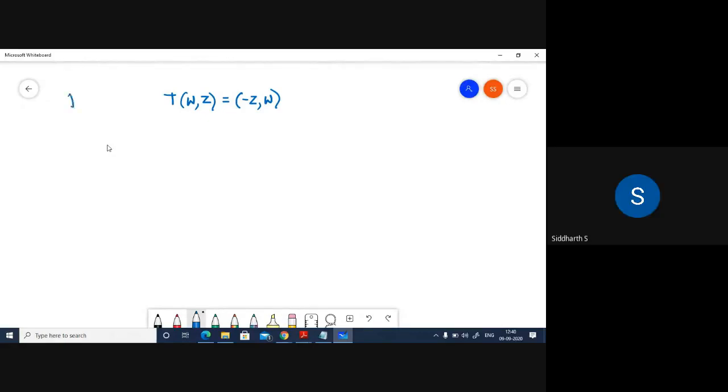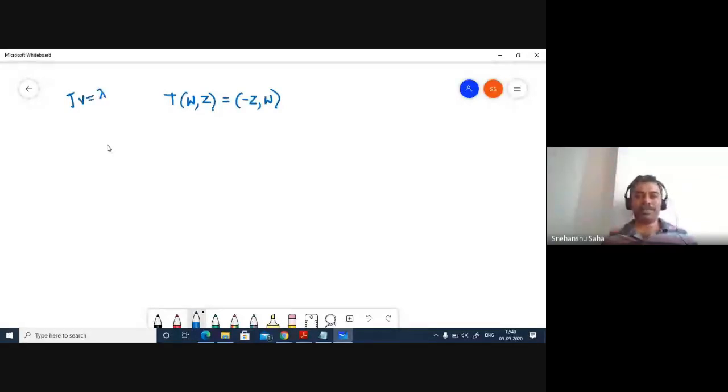So TV equal to lambda V, right? Therefore, in this particular case, can I not write it as lambda times (W, Z)? Because your V represents the column vector W comma Z. And in an eigenvector representation, your linear transformation gets replaced by the scalar lambda, right? That is exactly what it is. So therefore, I can write this as lambda times (W, Z), and then things turn easy, right?